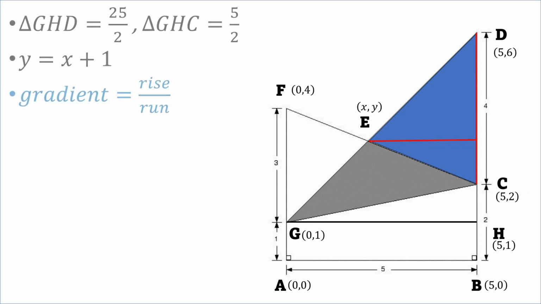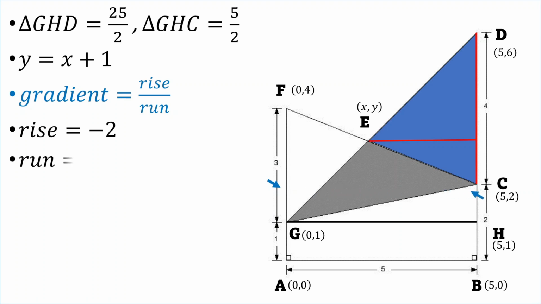Next, moving on to the line FC. First, finding the gradient using rise over run. The rise goes from F, 0, 4, down to 0, 2. But since it's going down, then that is a -2. And then the run will be the very same 5 as from before. So the gradient will be -2 over 5. And from the diagram we can see that the y-intercept value is 4. Therefore the equation of FC is y equals -2/5 x plus 4.